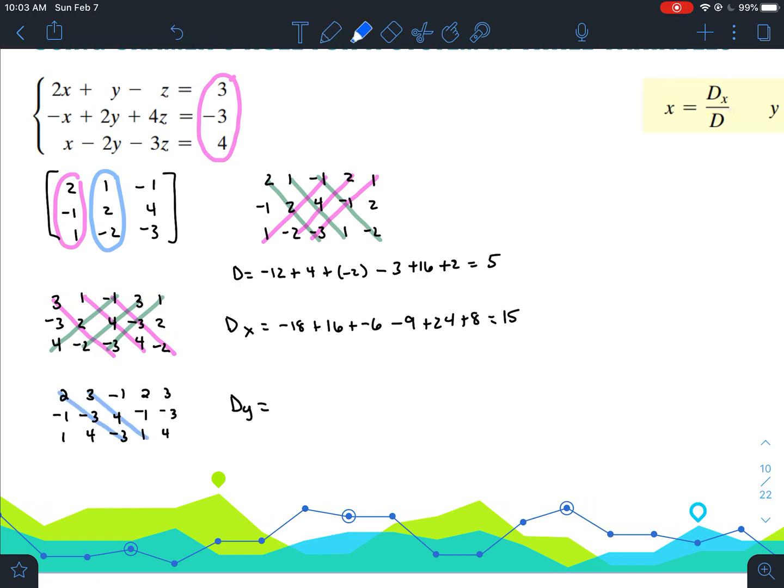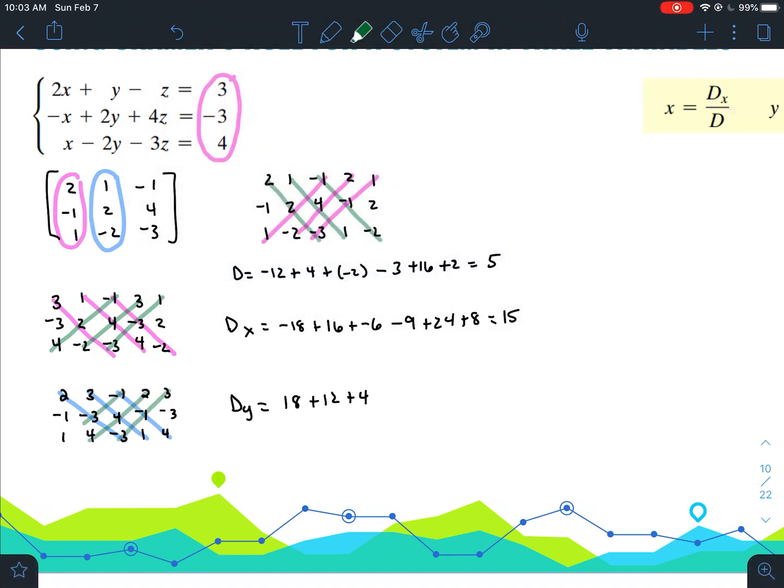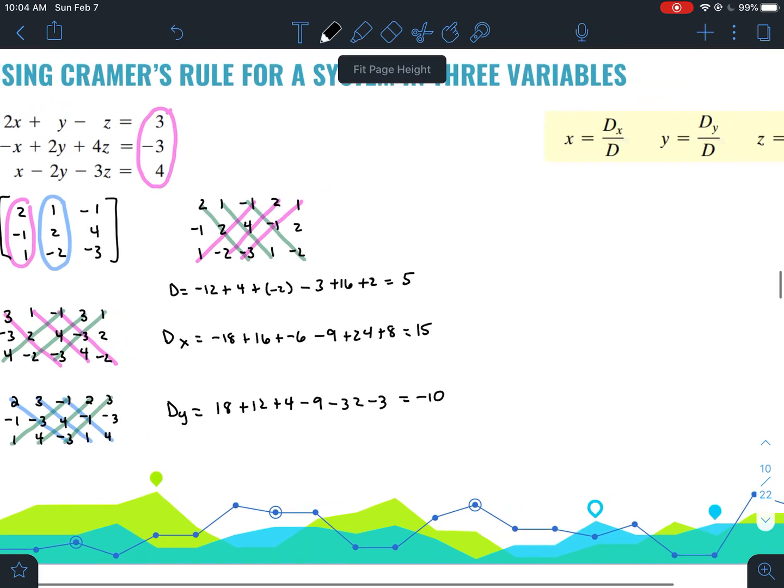So multiply across the diagonals, and we would get +18, +12, +4, and then multiply across the diagonals going the other direction, and we would get -9, and then -32, and then -3. And so if I combine the like terms, I would get 34, and then 2, and then -7, -3, so that would be -10. So my determinant dy would be -10.